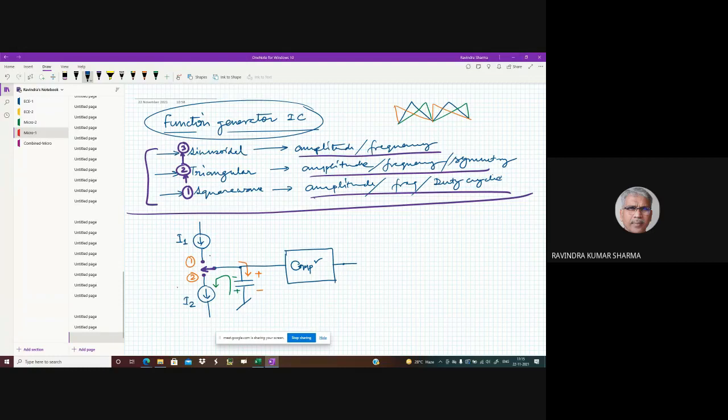This switch, its on off or the control of position 1 and position 2, is governed by this thing, right? And the voltage across the capacitor, which is actually VCT, will be ramp. Then the voltage at the output of the comparator. So there are obviously two types of voltages already generated.